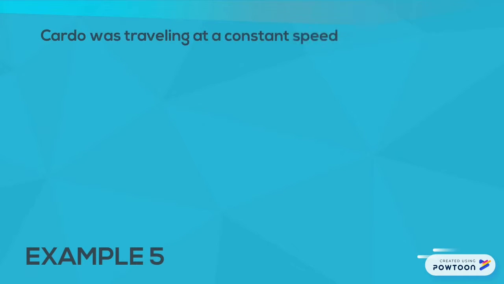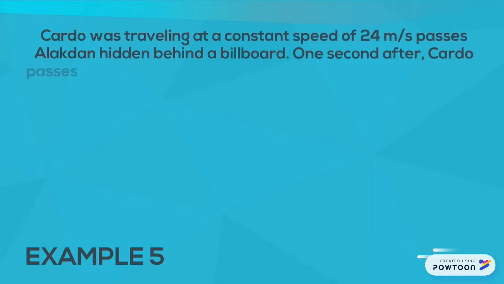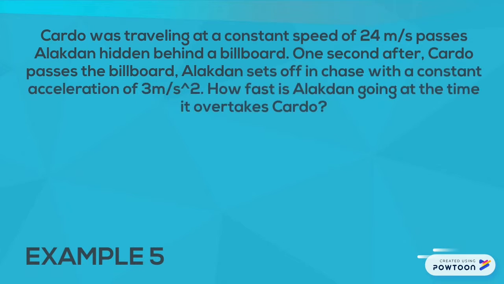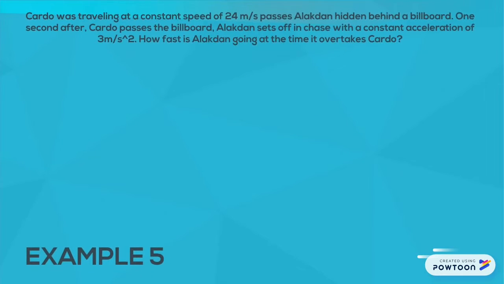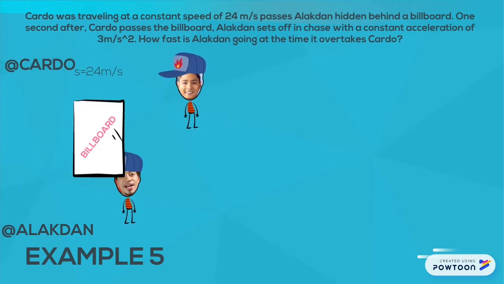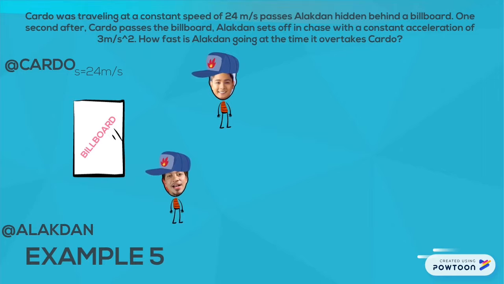Another example, which is complicated. Cardo was traveling at a constant speed of 24 meters per second, passes Alakdan hidden behind a billboard. 1 second after Cardo passes the billboard, Alakdan sets off in chase with a constant acceleration of 3 meters per second squared. So to better understand this problem, it is animated. 2 boys, Cardo and Alakdan, are behind a billboard. Cardo has a constant speed of 24 meters per second. Alakdan has an acceleration of 3 meters per second squared.